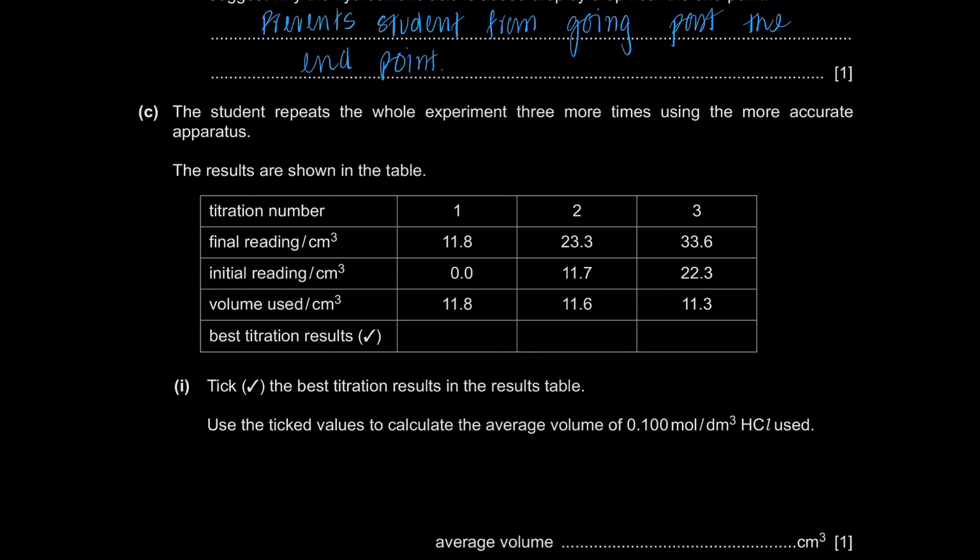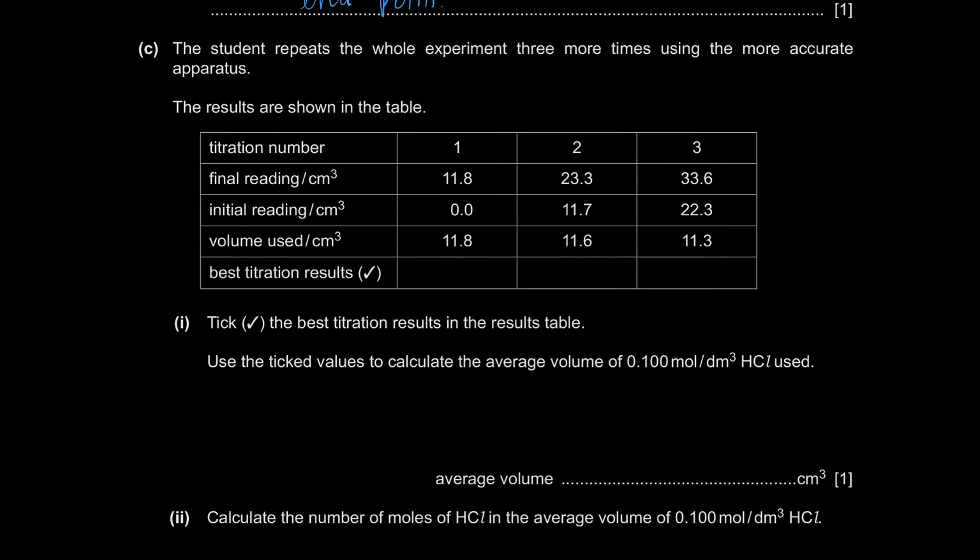Okay, the results are shown in the table. We have some other results, and we have to tick the best titration result in the table. So whatever two values are the closest, because one would be wrong then. So I think these two are the closest, because if I add 0.2 to 11.6, it'll turn into 11.8, but if I subtract 0.3 from it, it'll turn into 11.3. So these two are closer than the other two. And I'll use pink.